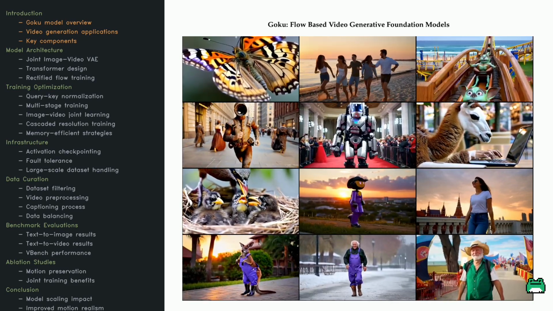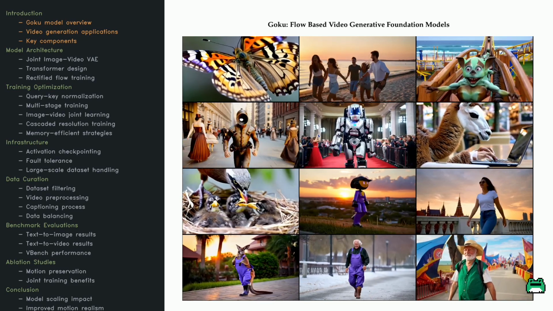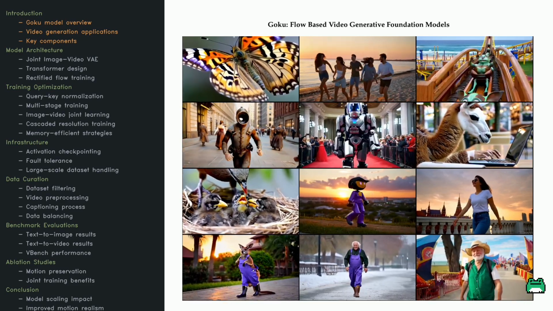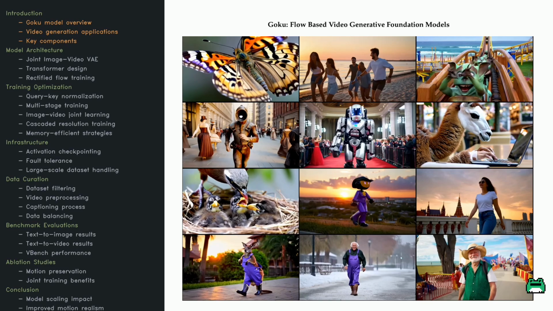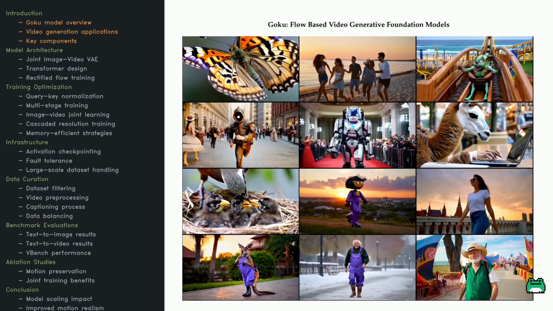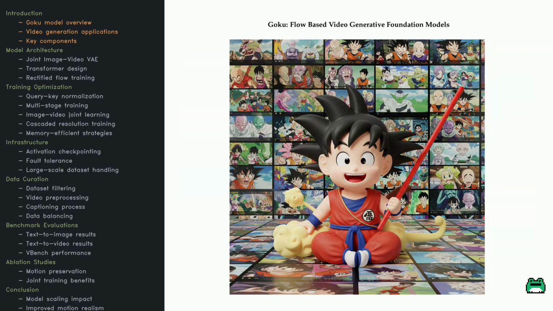With 160 million images and 36 million videos, Goku just scored 84.85 on VBench, outpacing the top video gen models. So how does rectified flow make this magic happen? Let's dive in.